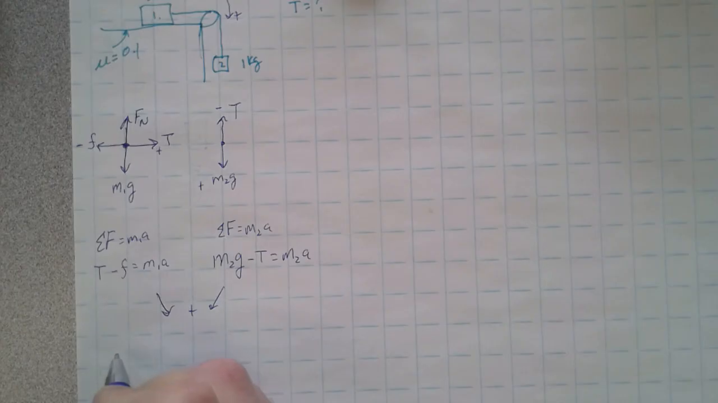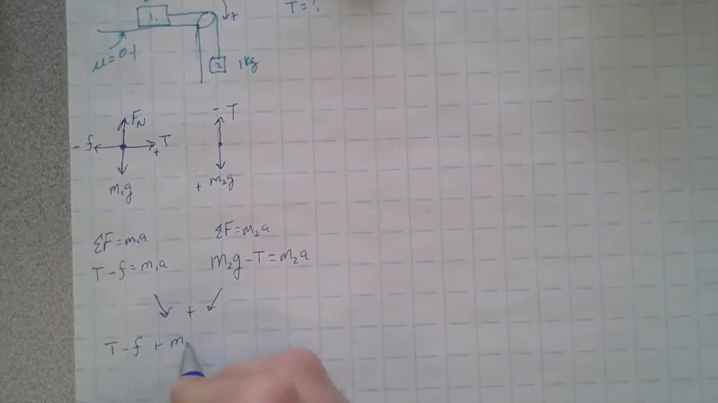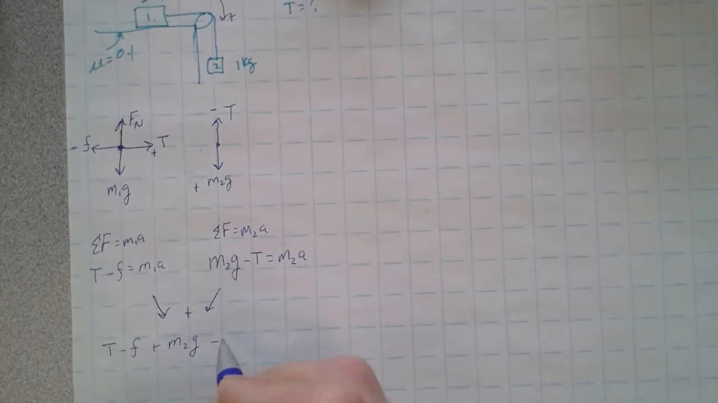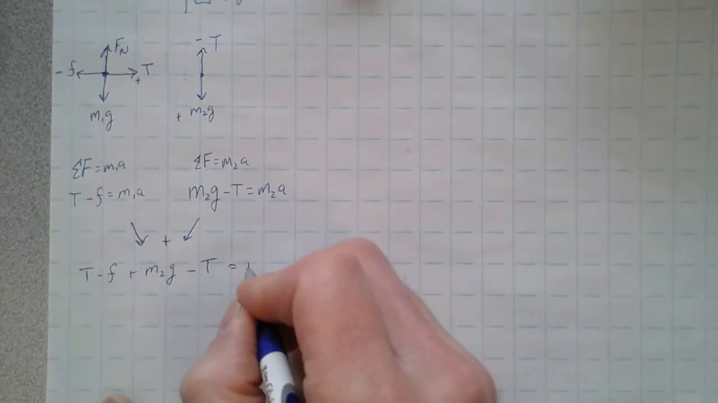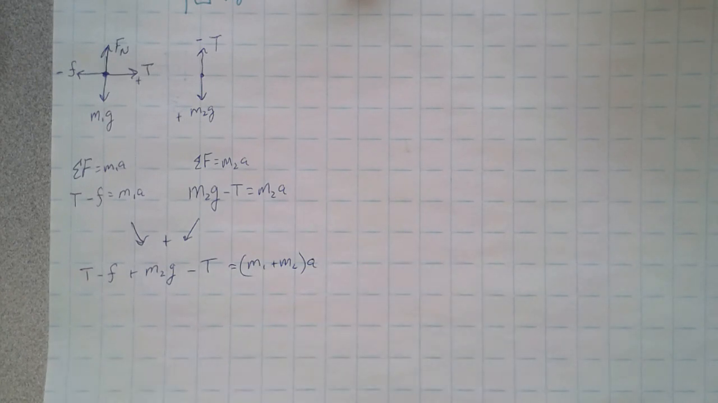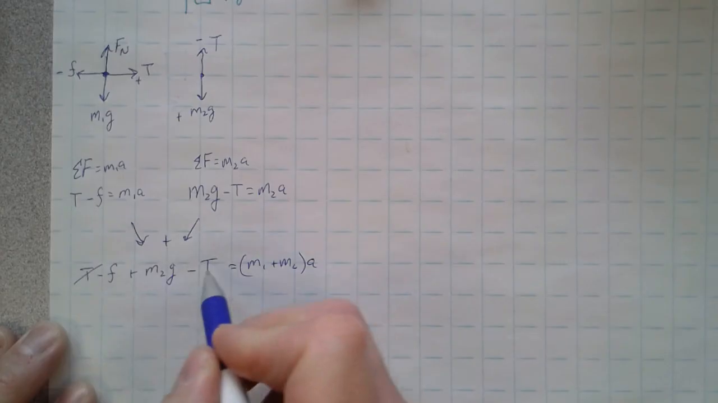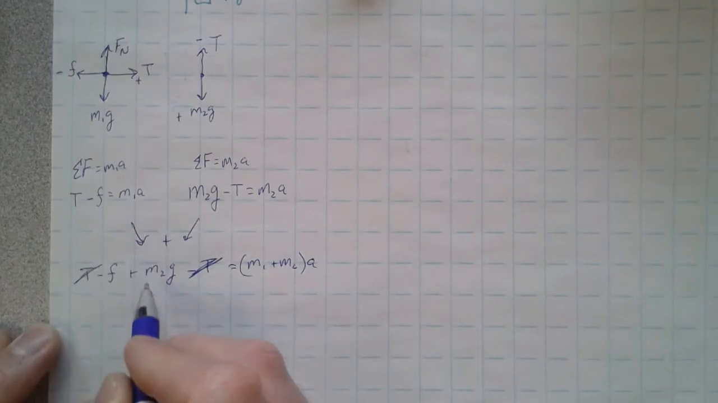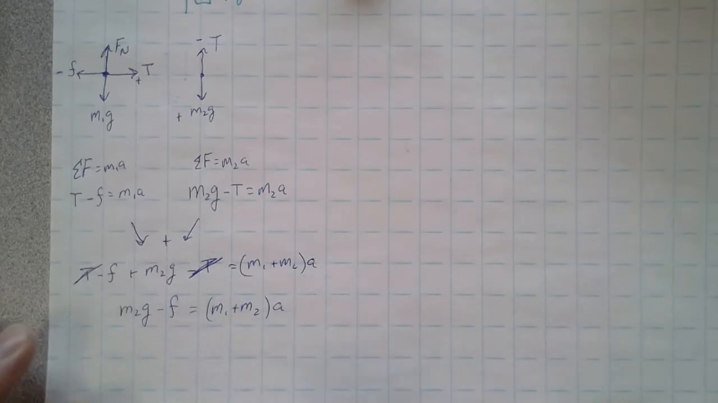So we have T minus friction plus M2G minus tension. And then we add the right-hand sides, and the acceleration is the same, so we can factor that out. When we combine those, we have T minus T. It cancels those two forces out. So we have our M2G minus friction is going to equal the sum of the masses times their accelerations.